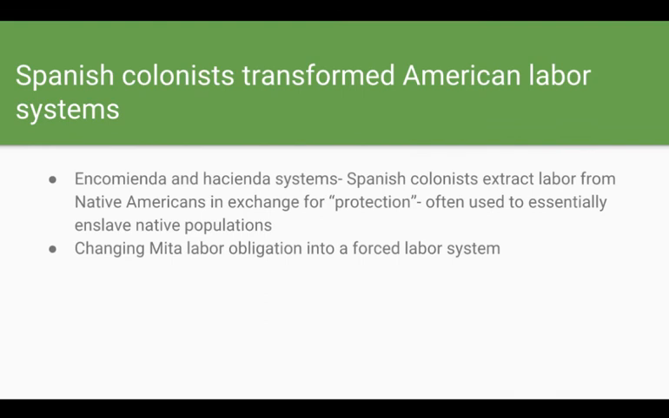When the Spanish arrived, they did change the labor systems, and they set up something called the hacienda system, and that is essentially coerced labor created by the Spanish colonists, and that, in the case of the Inca region, is a change from the Mita system into a new system of forced labor.